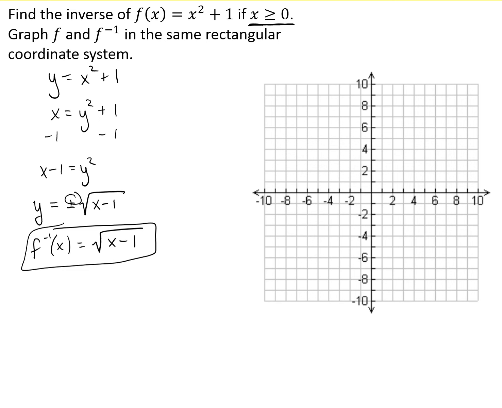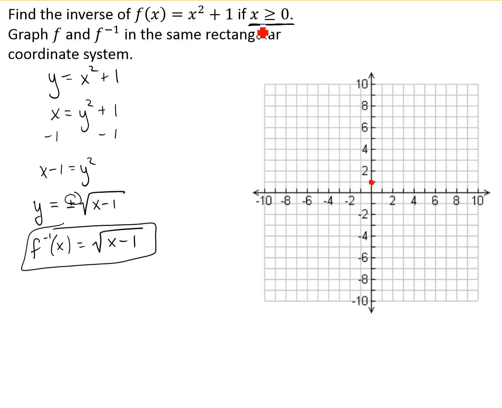And now let's go ahead and graph our function and our inverse function. So our original function f is x squared plus 1. That x squared function is one of our common functions that generates that U-shaped parabola. The plus 1 is just going to move that up 1 unit. So our vertex is now at 0, 1.